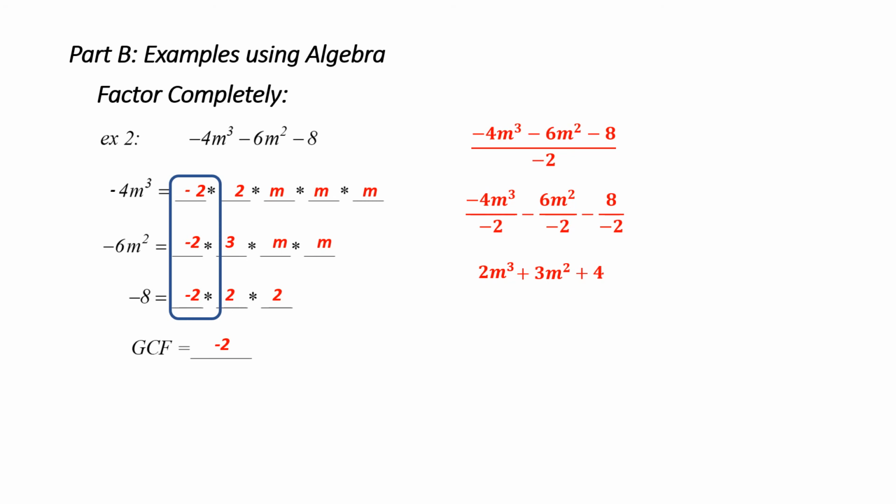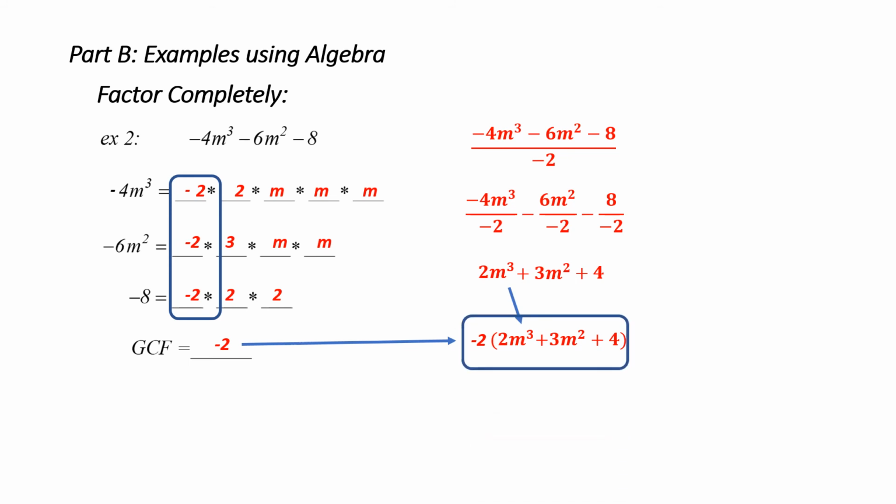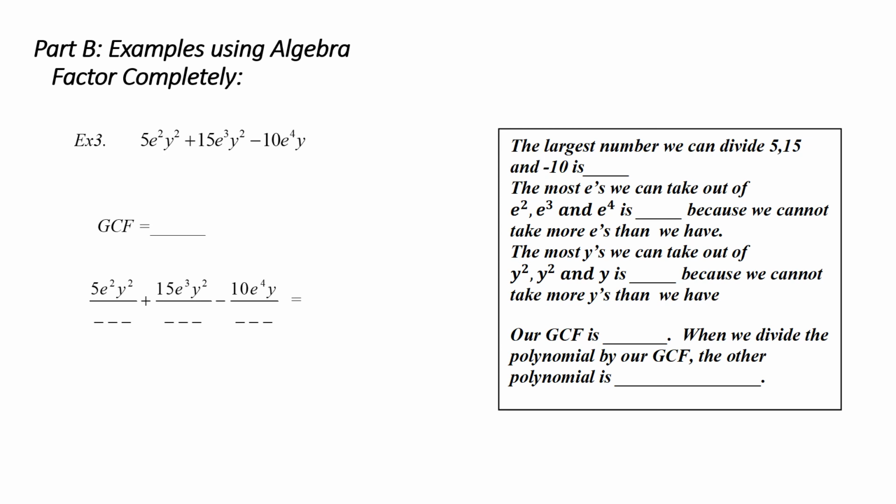At this point, I need to put my factors together. So my greatest common factor was -2. My other factor was 2m cubed plus 3m squared plus 4. Our final example. You'll notice that this looks considerably more difficult. And I have not given you any space for you to find the prime factors. We're going to try and do this without finding the prime factors. Let's break this up. Let's start with the numbers, 5, 15, and -10.